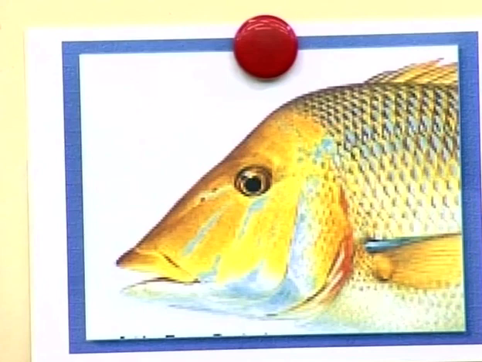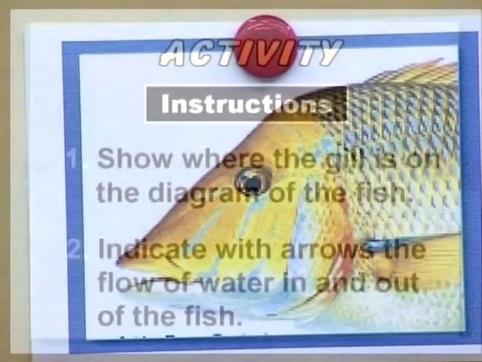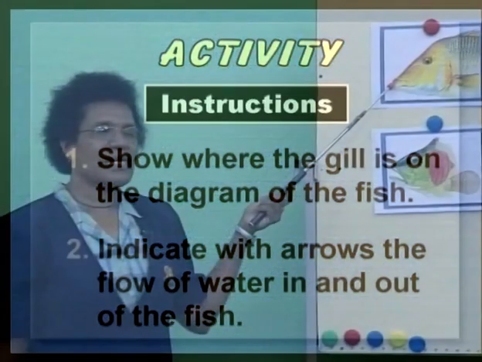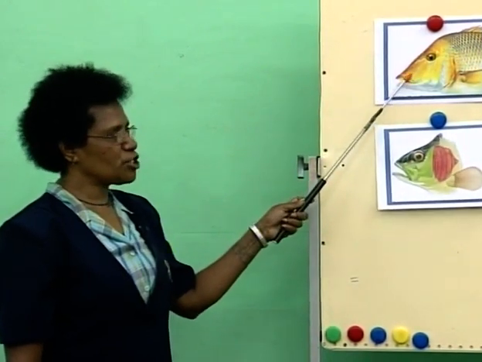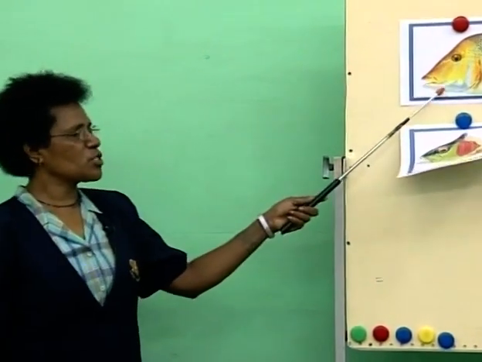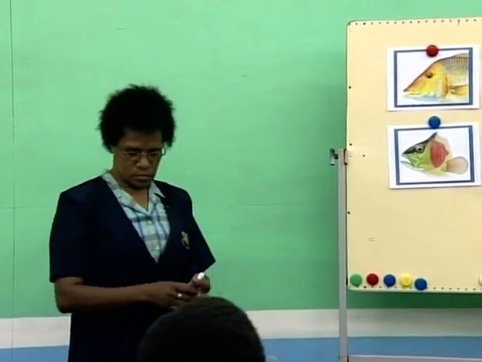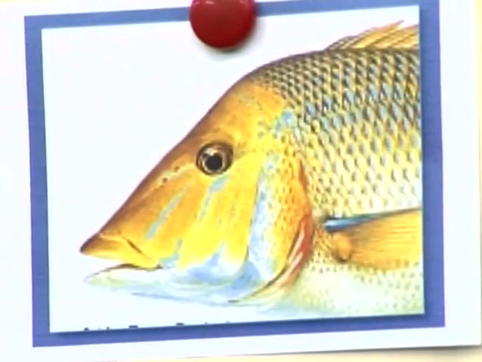That activity shouldn't take you that long. Let's see what you have for the first one. I'd like someone from the class to come and show us. I have 2 pictures of heads of fish. I'd like someone to come and show us where the gill is on this fish. Show us where the gill is.